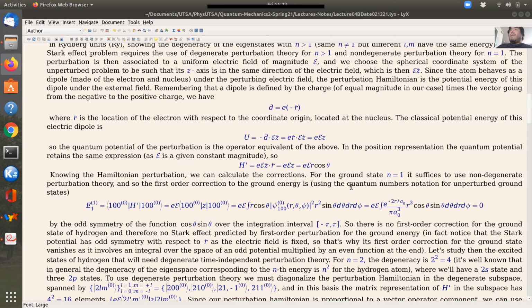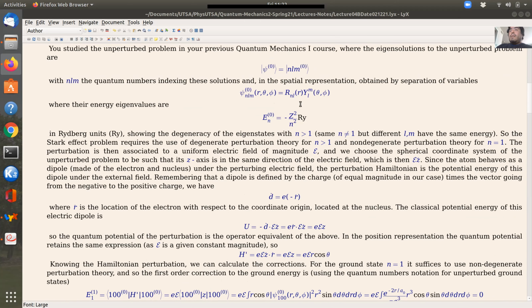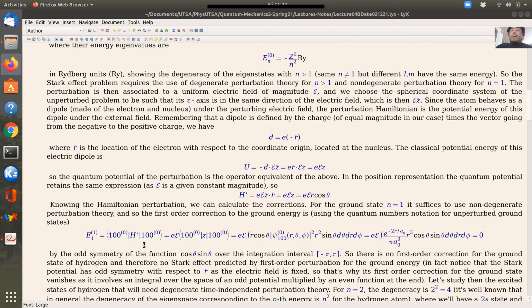And so we want to calculate the corrections. So we first tackle the case n equal to 1, which we know is not degenerate. And we can use non-degenerate perturbation theory, right? So the first order correction, and of course the unperturbed states are what we found for the unperturbed hydrogen atom with these quantum numbers identified. Notice the subscript 0 is indicating that it is unperturbed. So, okay, first order correction, perturbative Hamiltonian over the unperturbed states.